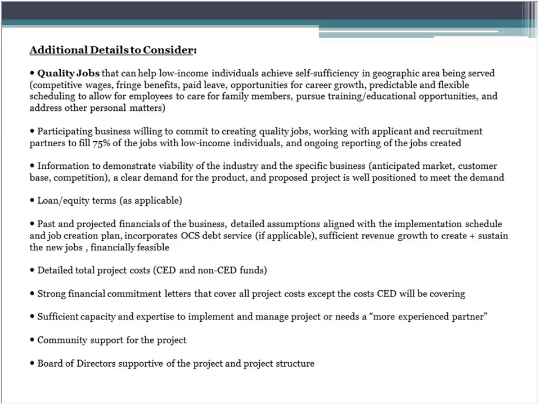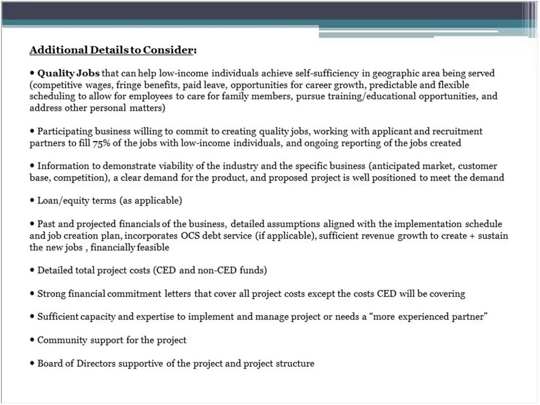Once you have a viable project in terms of location, site control, an identified business, job creation, and financing, then you want to dig deeper into the details. A competitive CED project is going to demonstrate how the types of jobs being created are quality jobs that can help low-income individuals achieve self-sufficiency.